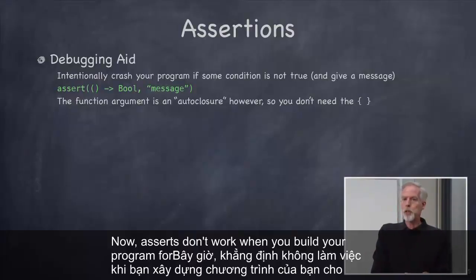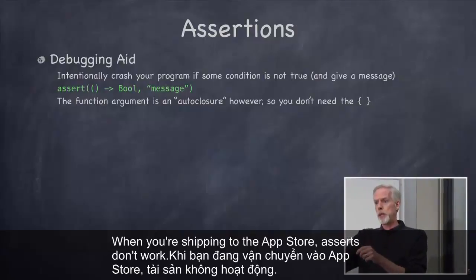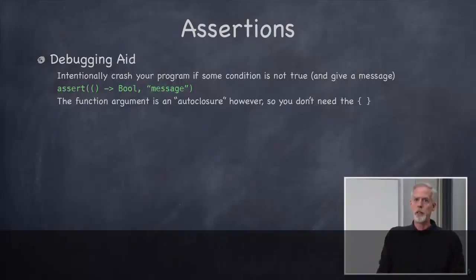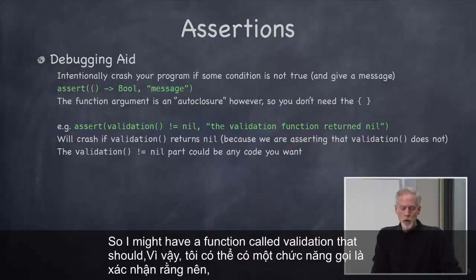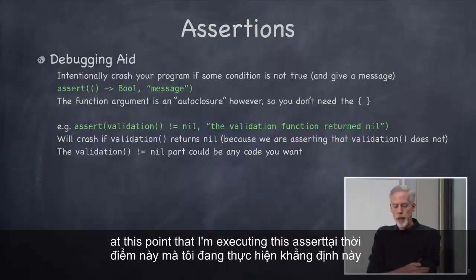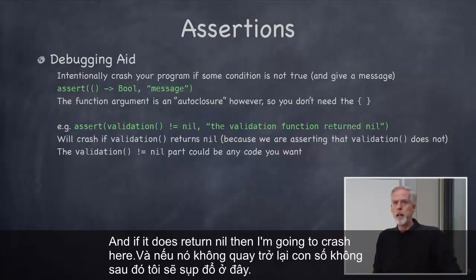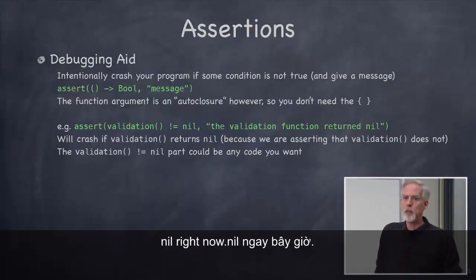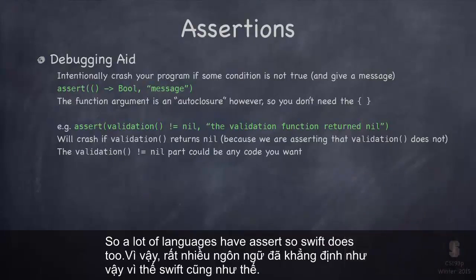Now, asserts don't work when you build your program for release, like to the App Store. When you're shipping to the App Store, asserts don't work. It doesn't even evaluate the closure, okay? It's just ignored. But for debugging, it's pretty good. So I might have a function called validation that should, at this point that I'm executing this assert, not be returning nil. And if it does return nil, then I'm going to crash here. So I say the assertion is that validation should not be nil right now. Okay? So a lot of languages have assert, so Swift does too.